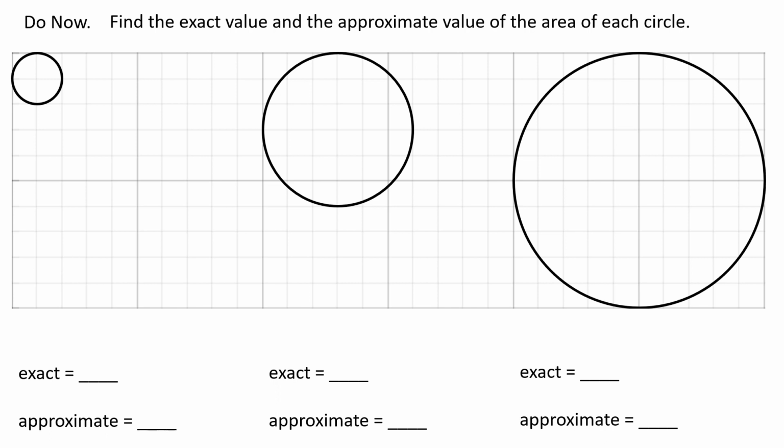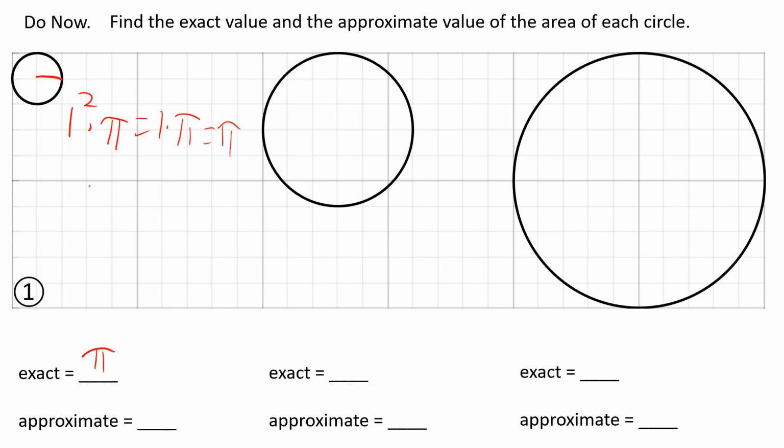We want the area of each circle. We want approximate and exact. So let's do the exact first, right? Radius looks like it is just 1. Radius looks like it's 1. So 1 squared times pi is going to be 1 times pi, which is pi. There's my exact value.